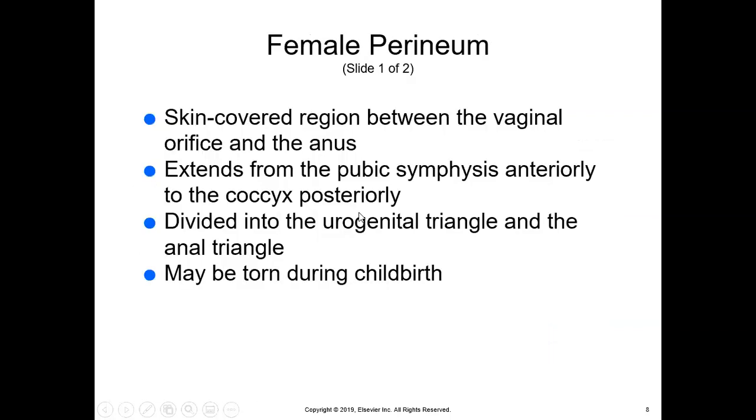So let's look at the female perineum. The perineum is a skin-covered region between the vaginal orifice and the anus. The female perineum extends from the pubic symphysis, that's on the front side or anterior, and it extends to the coccyx posteriorly. It's divided into the urogenital triangle and the anal triangle. So this is the area that may be torn during childbirth.